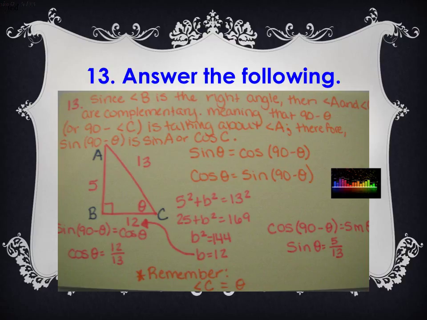The first part of this problem asks us to find sine of 90 minus theta, which we know is equal to cosine theta. However, cosine is adjacent over hypotenuse, and we do not yet know what the adjacent side of theta is. So we use the Pythagorean theorem. 5 squared plus b squared equals 13 squared. 5 squared is 25, and 13 squared is 169. We subtract 25 on both sides, giving us b squared equals 144. We need to square root both sides to get b by itself, and we get b equals 12. So cosine of theta is 12 over 13.